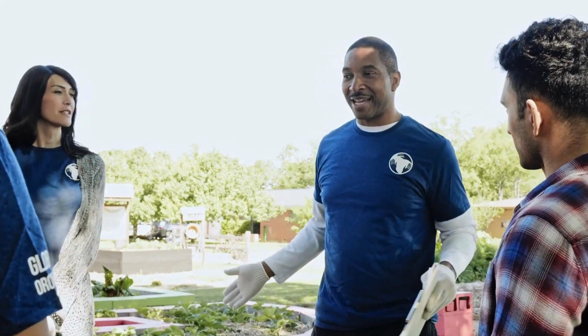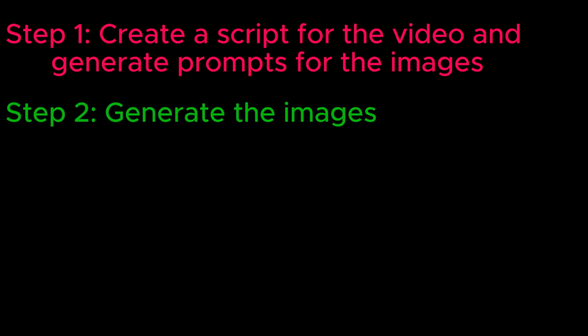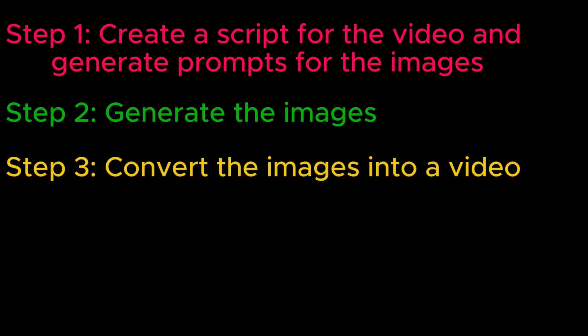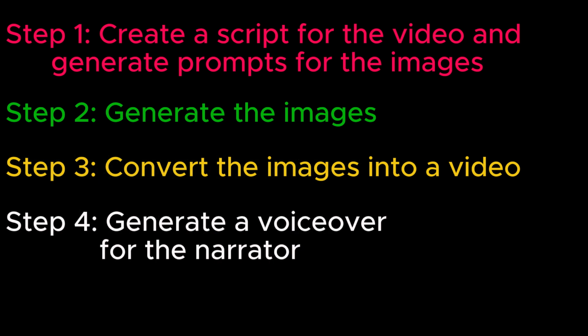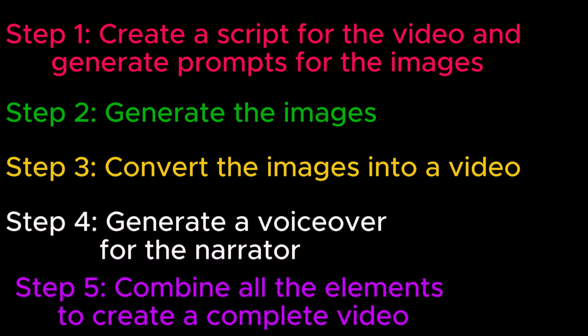Let's practice the following steps. Step 1. Create a script for the video and generate prompts for the images. Step 2. Generate the images. Step 3. Convert the images into a video. Step 4. Generate a voiceover for the narrator. Step 5. Combine all the elements to create a complete video.